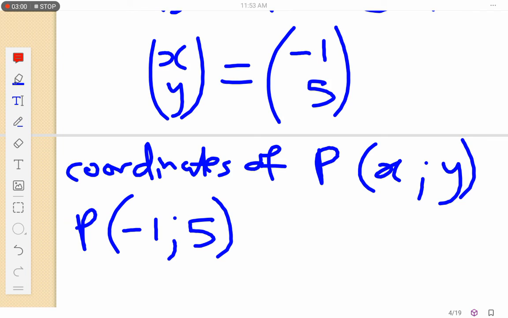Otherwise we can even do the graph method, but I'll do that later on.